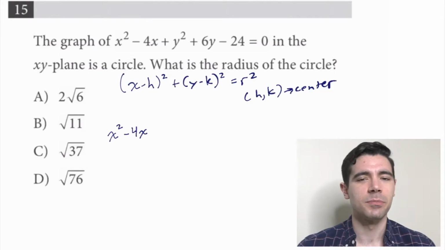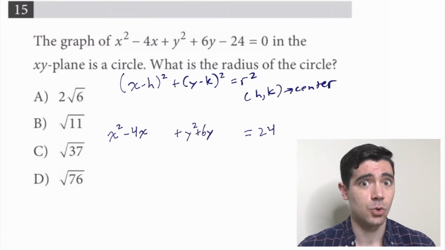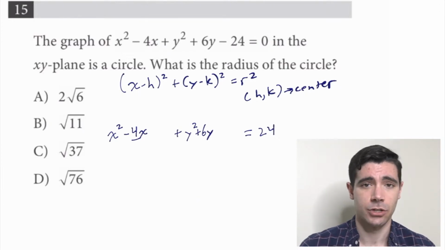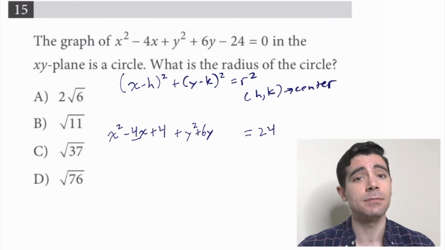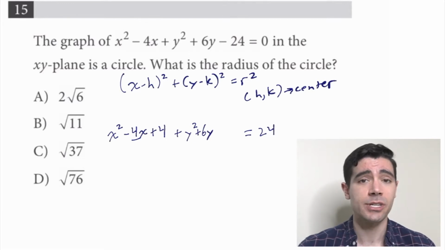Anyway, let's add 24 to both sides of the equation to get our variables on their own side. So we have x squared minus 4x, and we need this to eventually become x minus h squared, with h being whatever the x value of the center is. So we need this to become a perfect square trinomial. Well, we take half of the b term, which would be negative 2, and square that, which would be positive 4. Because you'll see that x minus 2, quantity squared, would multiply out to be x squared minus 4x plus 4. And so now we do the same thing with the y's.